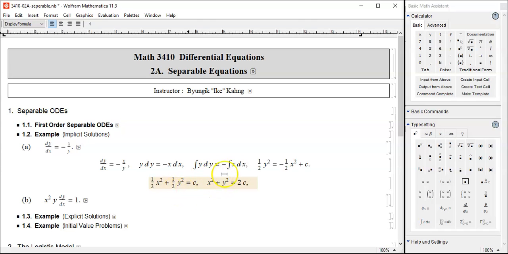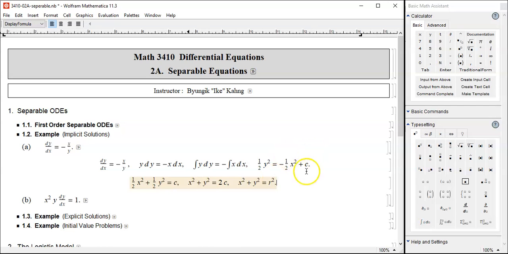This one looks very much like a known curve. What is it? x squared plus y squared equal to something. That's a circle. A circle centered at the origin with some radius, and the radius squared should be r squared. So if I take this 2c as r squared, a new constant, then you can rewrite it in the circle format. That looks better.